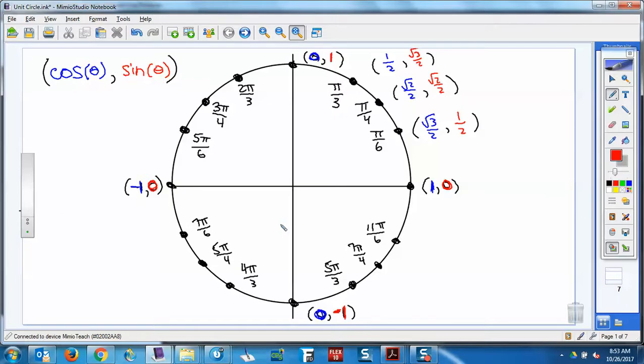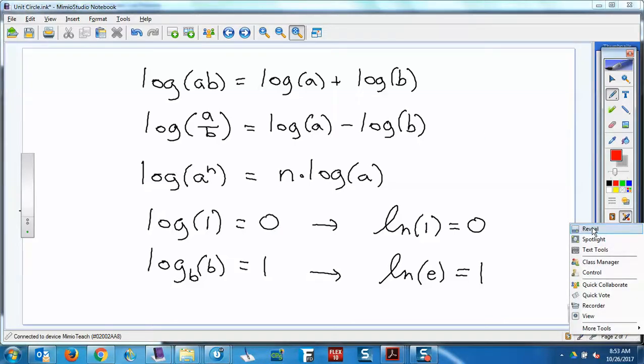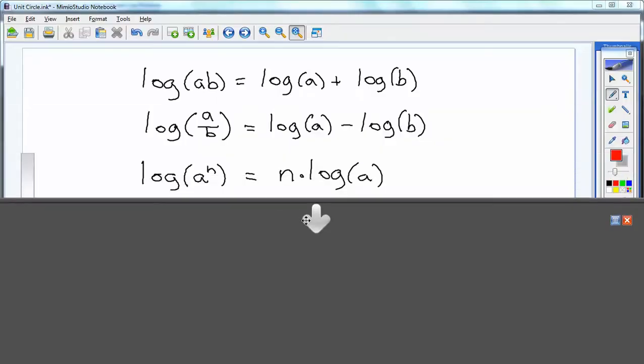Okay. I drew up this unit circle, I guess, in case anybody had any questions. All right. Let's look at this. We talked about logs and stuff yesterday. So these are just some important little rules with logs. I just want to go over a couple of them with you here.